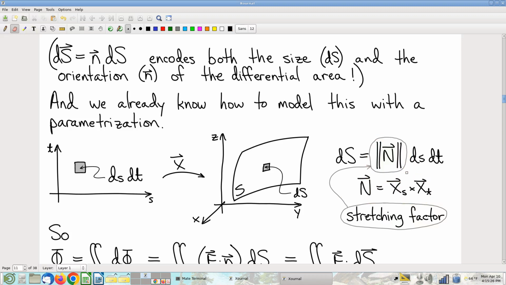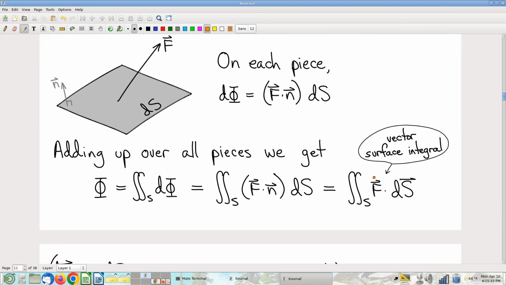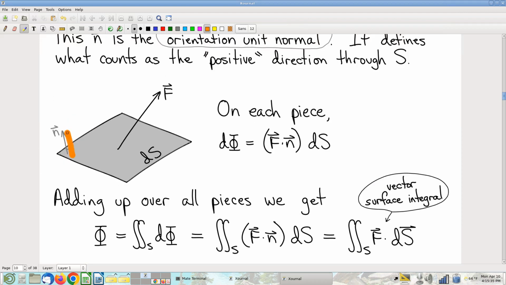So you want to make sure to distinguish between capital N, whose magnitude is very important, versus little n, who needs to be a unit vector. And that's why we use one capital and one lowercase. They're not the same. The magnitude is the stretching factor, and the little n is defining the flux. The little n defines the orientation, and you can use it to, among other things, compute the dot product that's part of the flux. That's right. Is that cool?